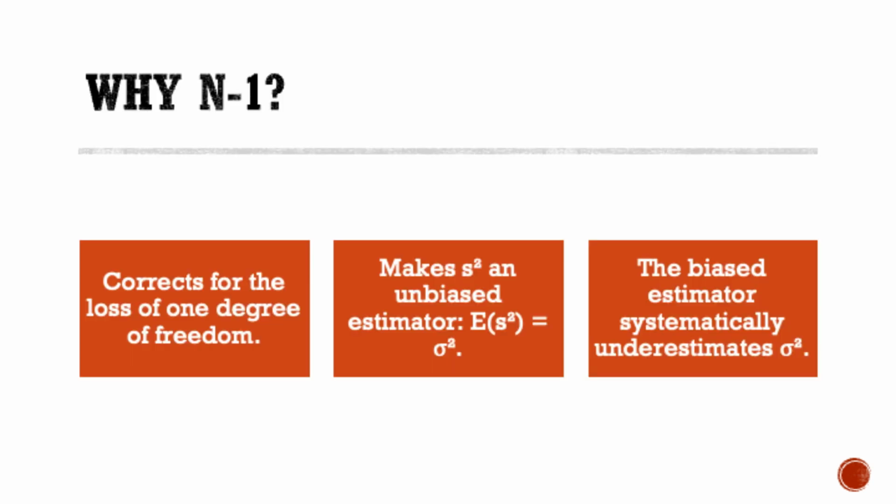Why do we use n minus 1? It corrects for the loss of 1 degree of freedom because we use the sample mean instead of the population mean. This correction makes s squared an unbiased estimator, meaning its expected value equals the population variance sigma squared. The biased estimator with denominator n systematically underestimates the true variance.